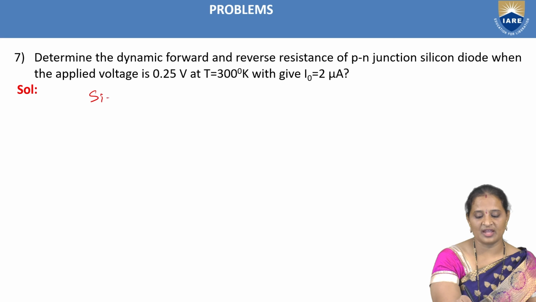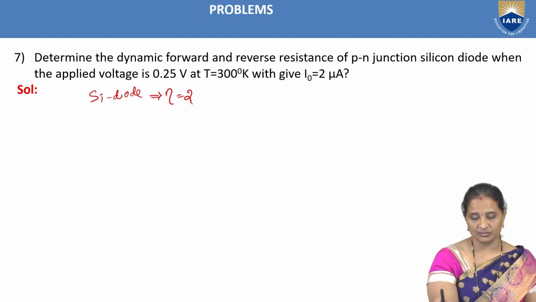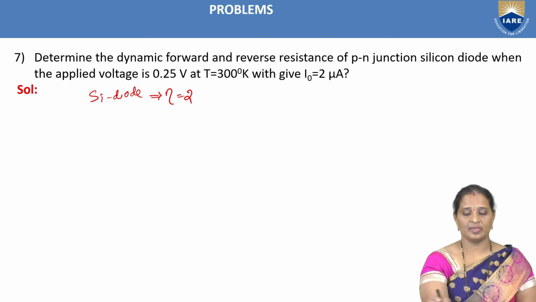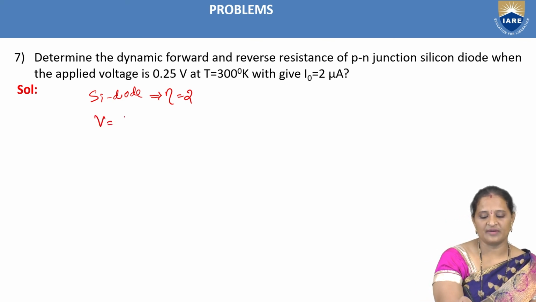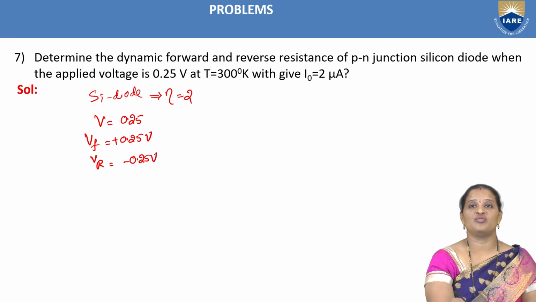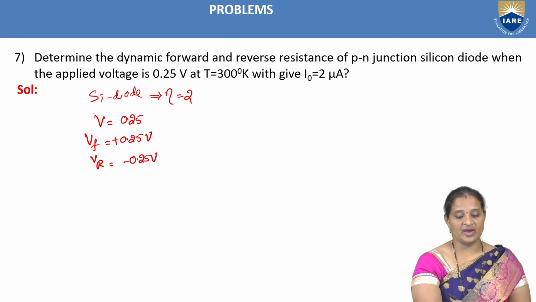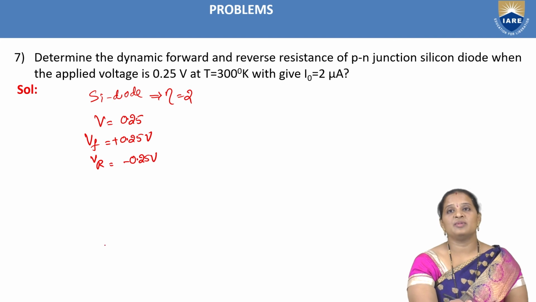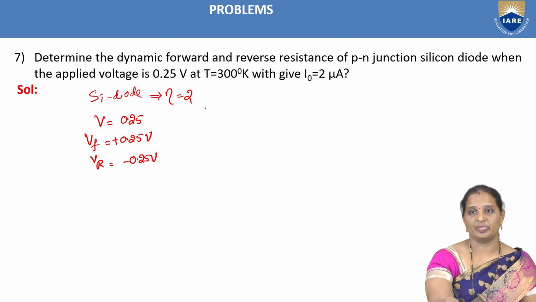He has mentioned that the diode is a silicon diode, so that means the eta value is equal to 2, and the applied voltage is given as 0.25. So in a forward bias condition it is considered to be plus 0.25 volts. Under reverse bias condition it is considered to be minus 0.25 volts. I am considering VF and VR because he asked us to find dynamic resistance under forward bias and reverse bias mode.